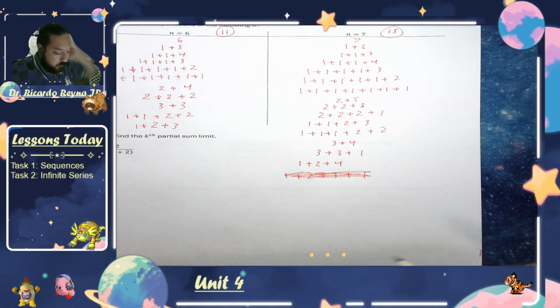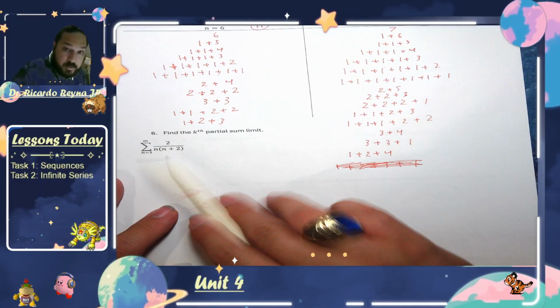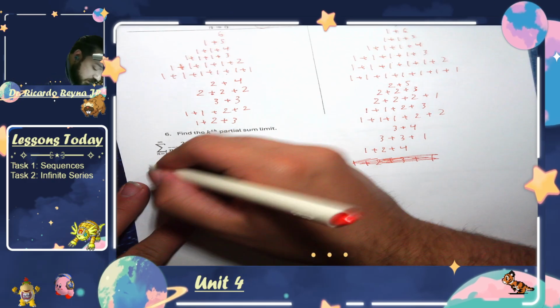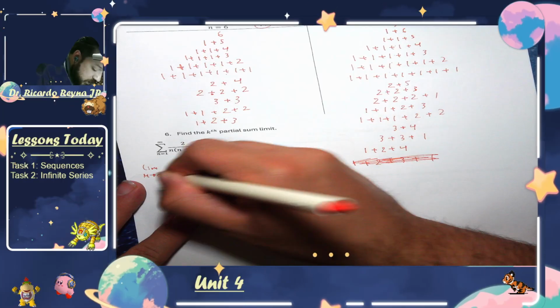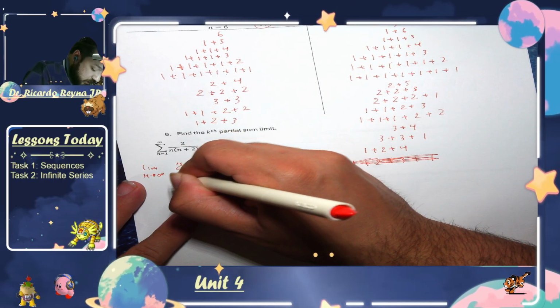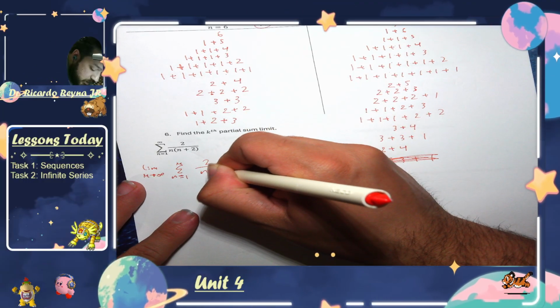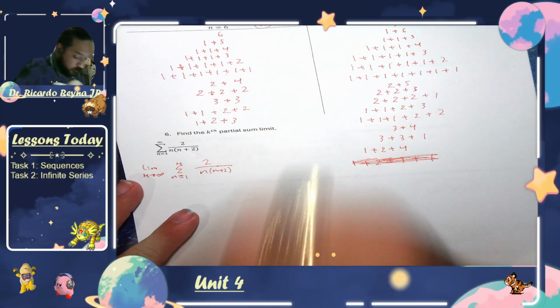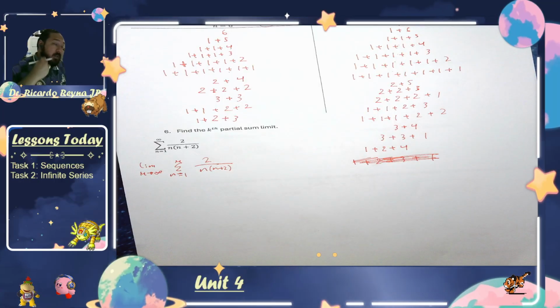Six. Right, last one. Find the k partial sum limits. So we know that this is better served. We write it as the limit as k goes towards infinity of the sum for n equal to 1 to k of 2 over n times n plus 2. From here, we're going to try to do the telescoping trick.